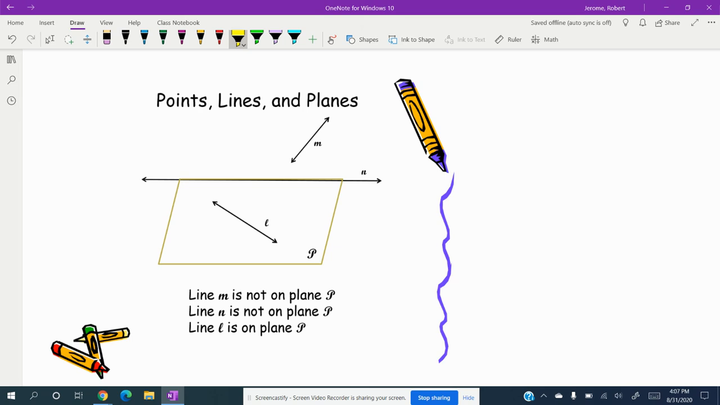So my pen just stopped working. There we go. So as soon as it's drawn outside the boundary of the plane, we would say it's not on the plane.